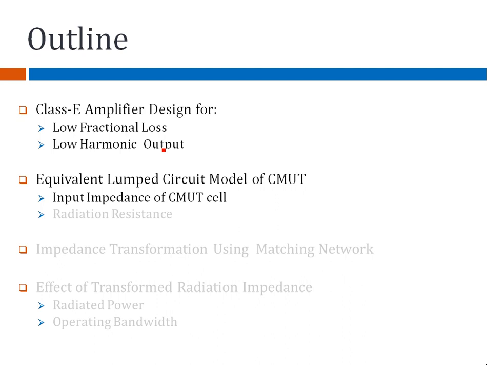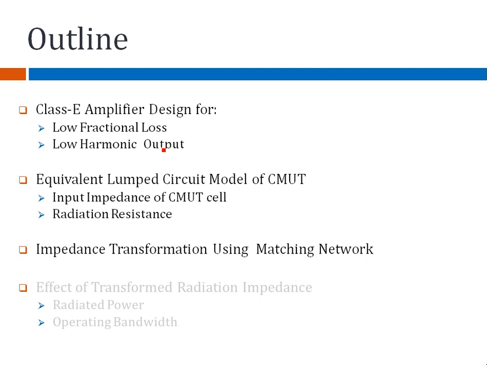Then, as a part of this lumped circuit model, we have radiation resistance, in which the acoustic port of the circuit is terminated, that represents the power radiated into the medium. If you understand from this lumped circuit model, the CMUT is a non-linear capacitor. So based on its structure, it's a capacitive load with a real resistance that represents the radiation resistance. At any frequency, it can be represented by radiation resistance and a capacitance. Then what we have is an impedance transformation that we need to do.